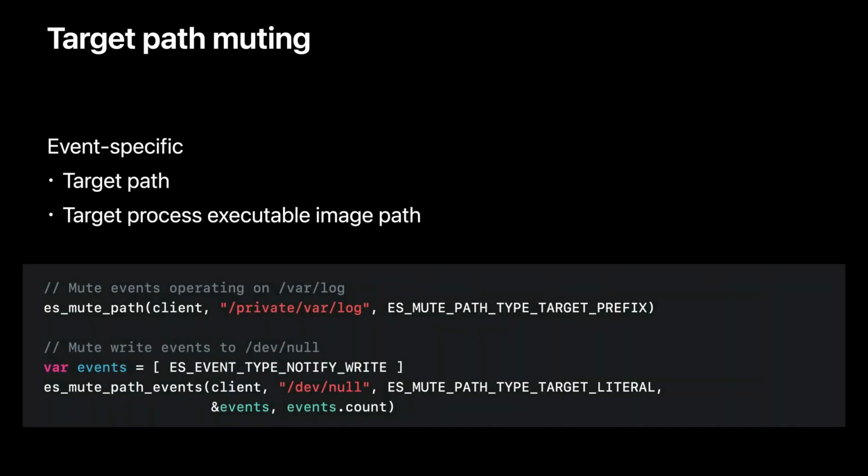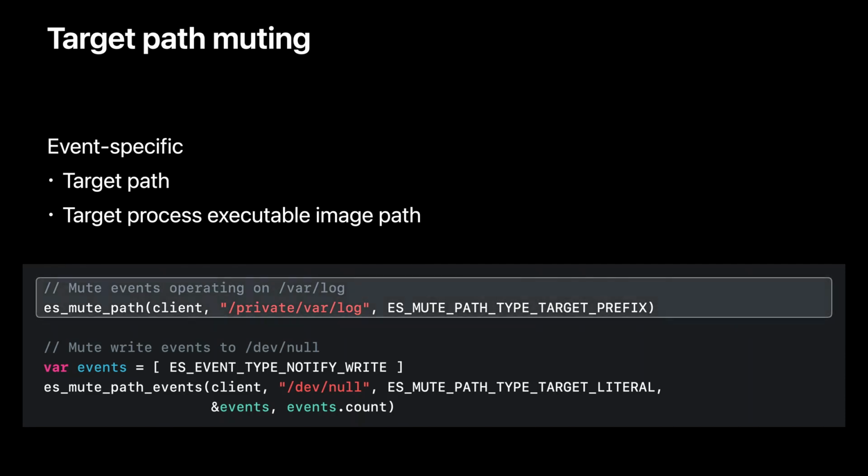In macOS Ventura, we are taking muting one step further by introducing muting based on target path. For many real-world use cases, this allows for scalpel-like precision over muting. You can now mute file events pertaining to certain paths or path prefixes that your application is not interested in receiving. This shows how you might mute all events having a target path under var log when you're not interested in events for log files.